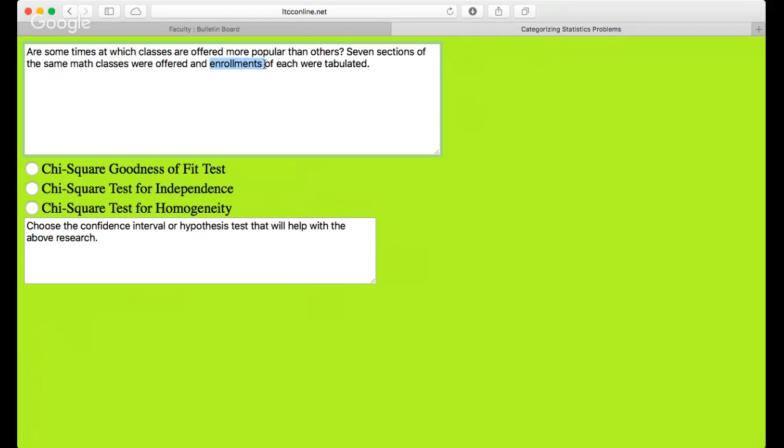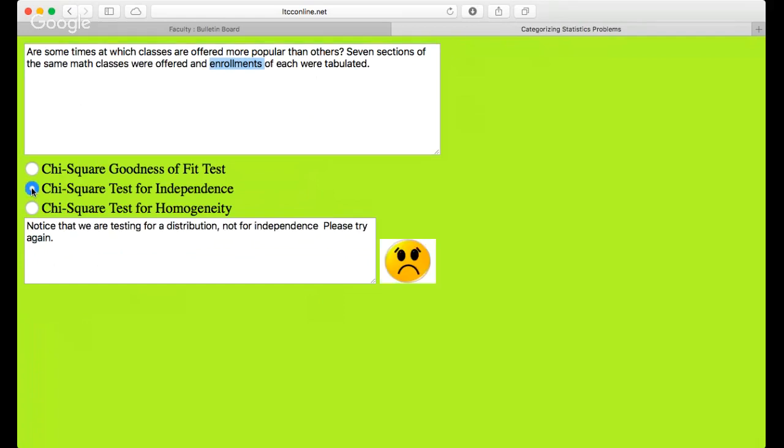Hold up. Which would be more popular? I'm struggling on this one. It's not goodness of fit. It's not homogeneity because we're not comparing anything. We're saying, is there an association? Yeah, that's the key, okay? Is there an association between the timing of the math class and the enrollment? I would say that there's an association or an independence.